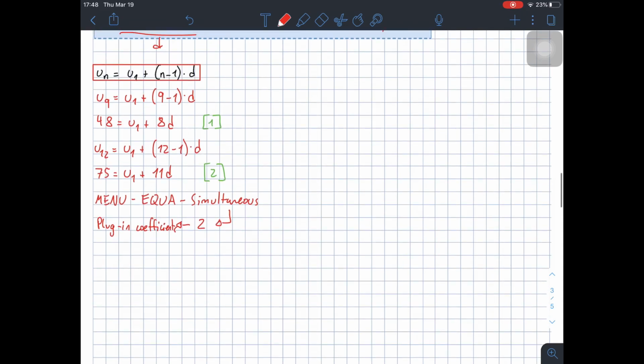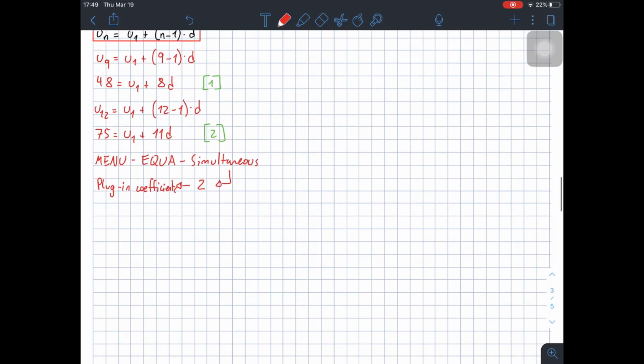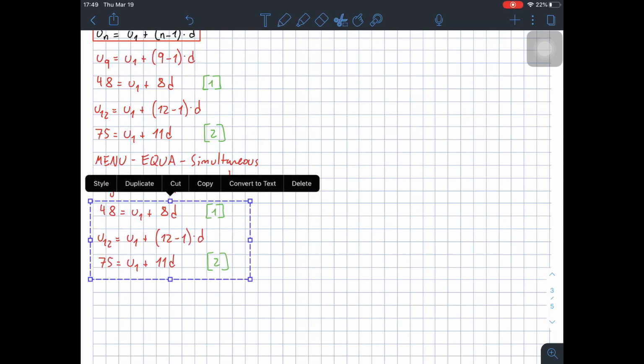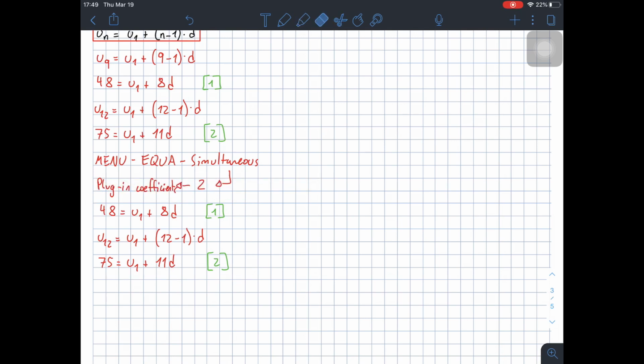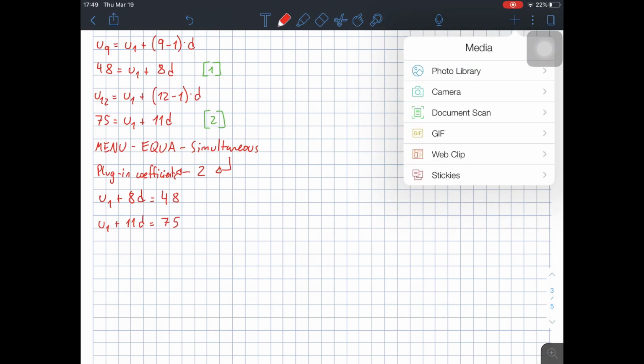Okay, so remember to respect the order. I'm gonna rewrite both equations quickly, in the order necessary to plug into the calculator. This would be u1 plus 8d equals 48 in the first equation, and u1 plus 11d equals 75 in the second equation. Okay, so just to show you how to use the calculator, I'm gonna put the camera on.